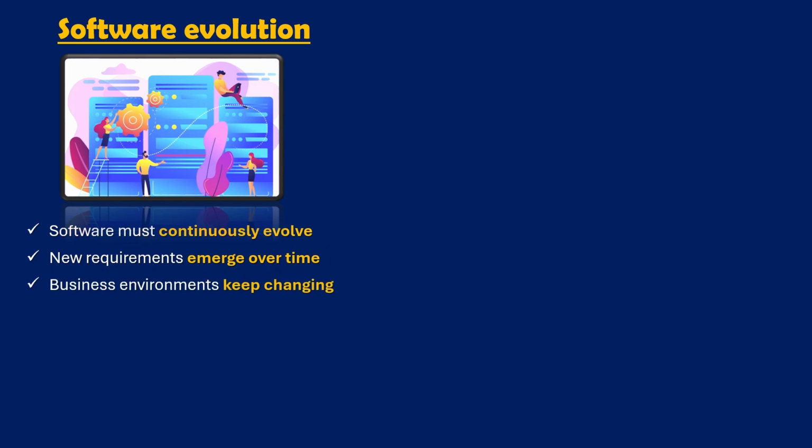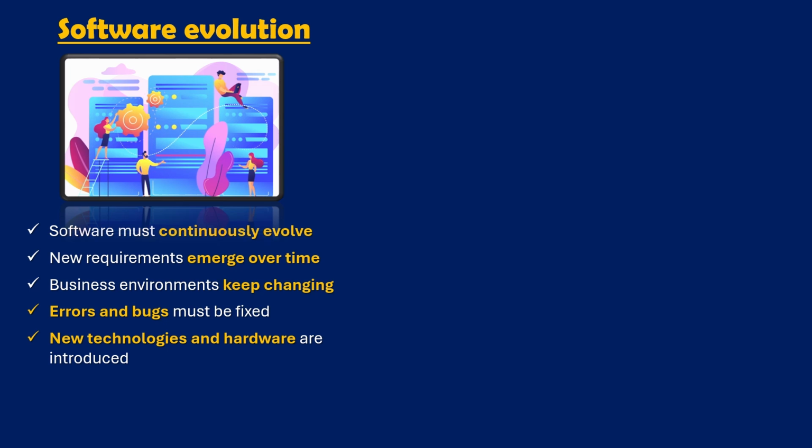Another important reason for change is error correction. No software system is completely free of bugs. So issues discovered after deployment must be repaired to ensure the correct functionality. Technical evolution also drives software change. New computers, devices, operating systems, or cloud platforms may require existing systems to be adapted for compatibility. Finally, organizations often need better performance, security, and reliability. For example, a growing social media platform may need optimization to support millions of users efficiently. All these factors make software evolution a continuous and unavoidable process.